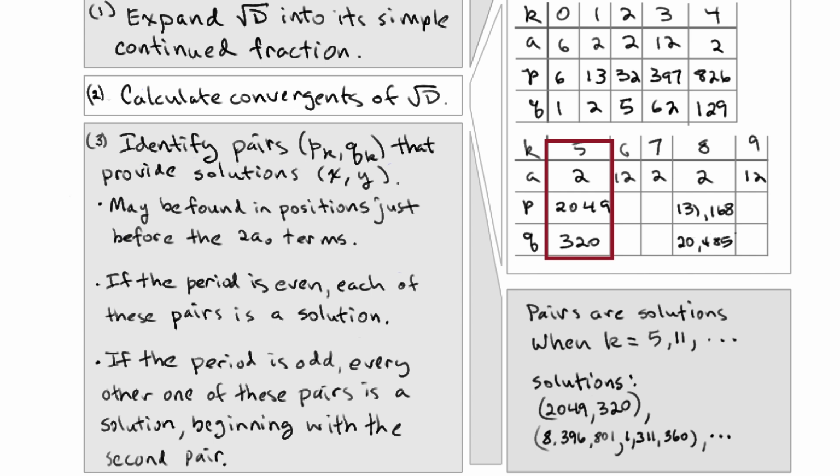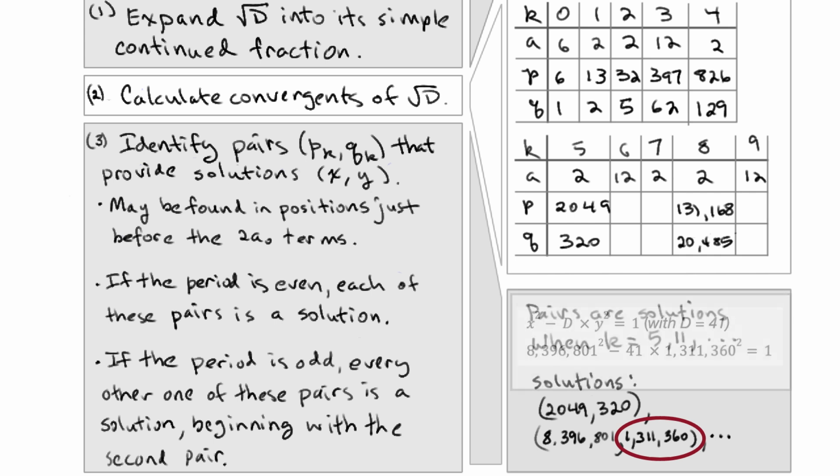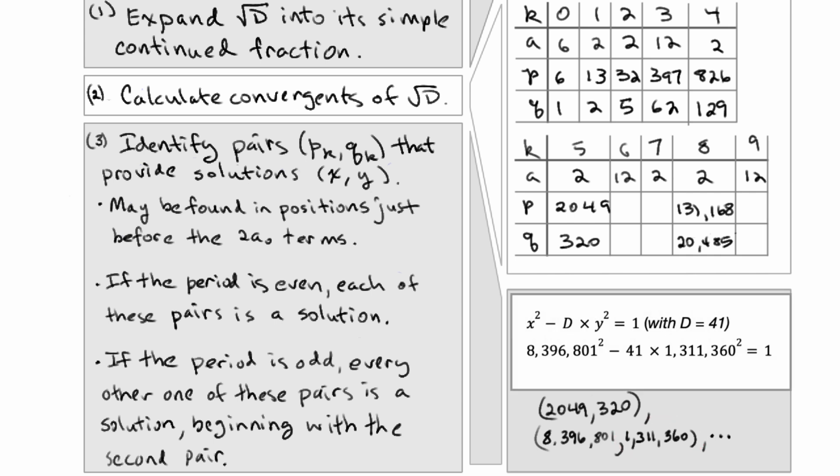The next one, which would be in the column for k equals 11, is 8,396,801 and 1,311,360. Let's check that one to see if it solves Pell's equation. If we set x equal to this and y equal to this, and substitute these values into Pell's equation, here's what that looks like. It works out to equal 1, the result we expected. Pell's equation is satisfied. We've seen one example with an even period and one with an odd period.